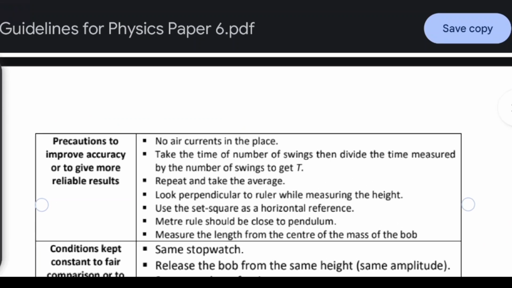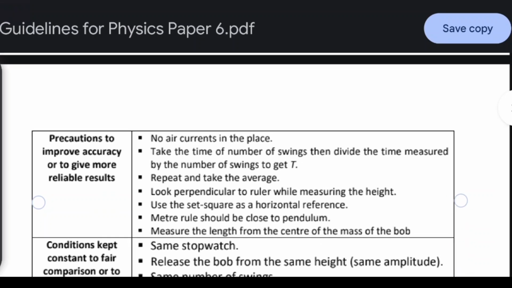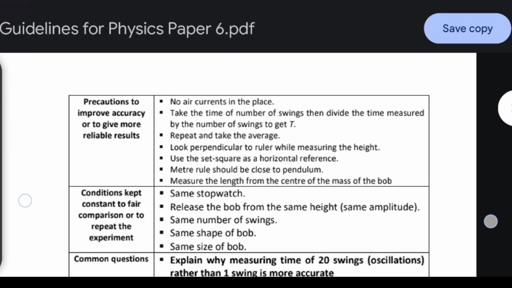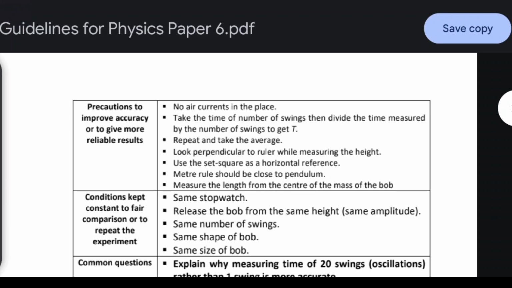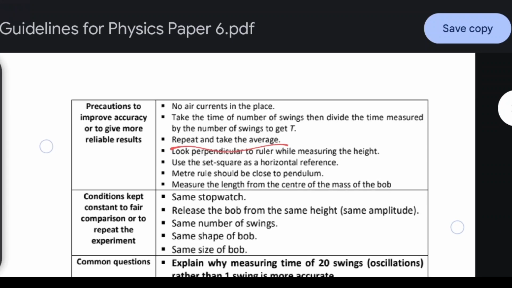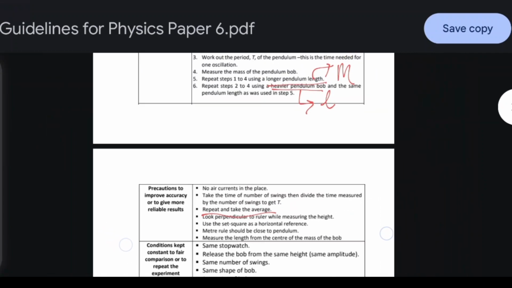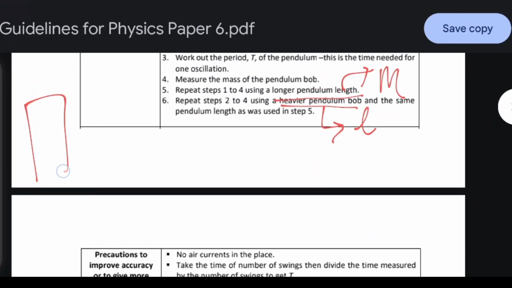Next, take the time for a number of swings, then divide the time measured by the number of swings to get T. We have already discussed this. Using the proportionality method, you will do it. Repeat and take average. Very important. For almost every experiment, you will write this. Look perpendicular to the ruler while measuring the height. Of course, you need to look at right angles.